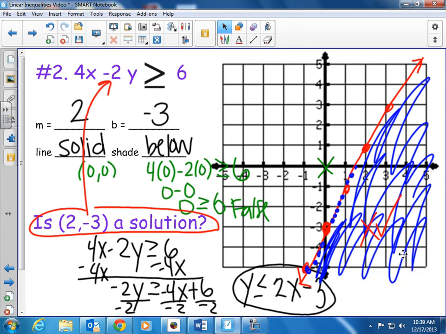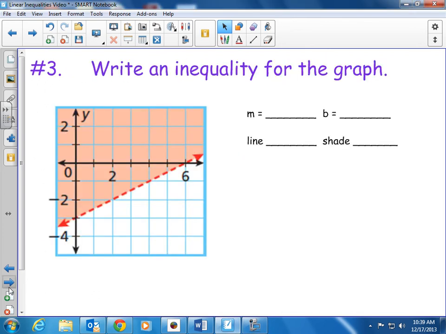Okay, we've got one more example to do very quickly. Here I'm given the inequality already drawn, and now I'm going to write what the inequality is. So for this problem, we are going to go ahead and identify the slope and the y-intercept. So the y-intercept of my graph is right here at -3, so I'm going to fill that in. The slope of my graph, let's find some points here so I can identify what the slope is.